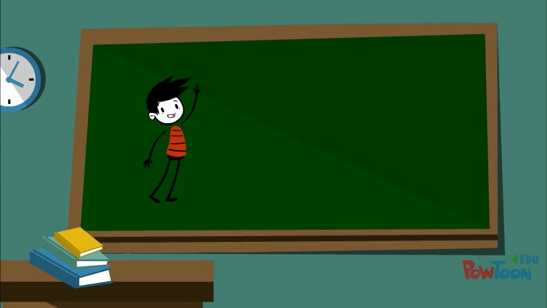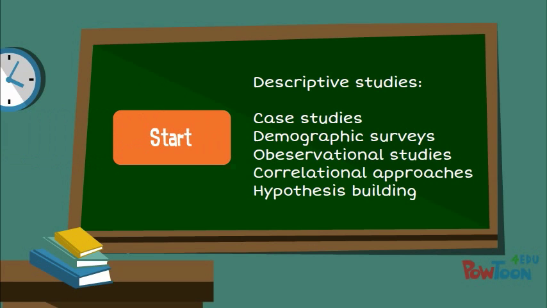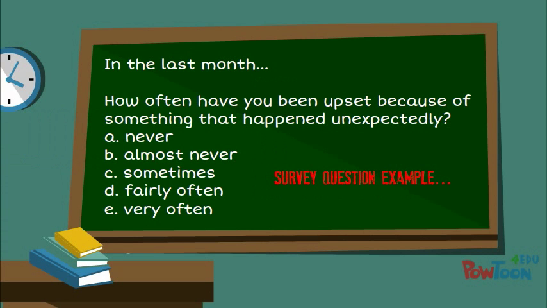First, for descriptive studies, these types of studies help you to formulate hypotheses that can be tested using more scientific methods. In other words, these provide a starting point through case studies, demographic surveys, and observational studies. These are all examples of correlational approaches where the researcher is looking for associations between different people and predictors of certain health outcomes. We'll go over surveys more in depth when we get to our module on stress.